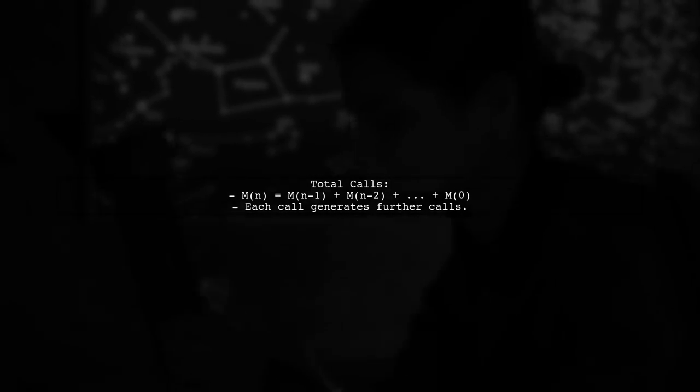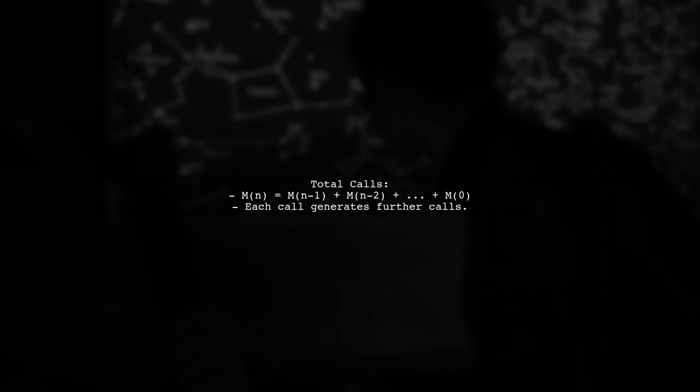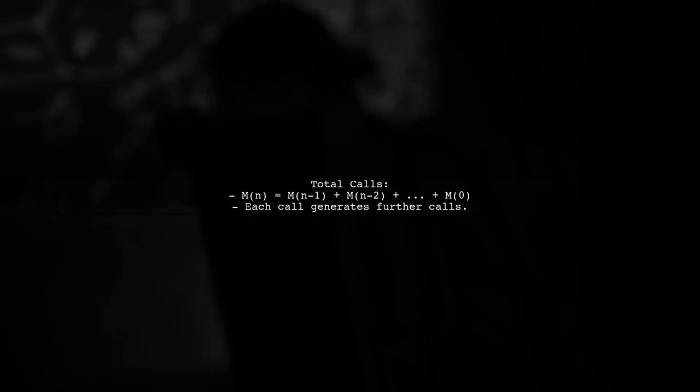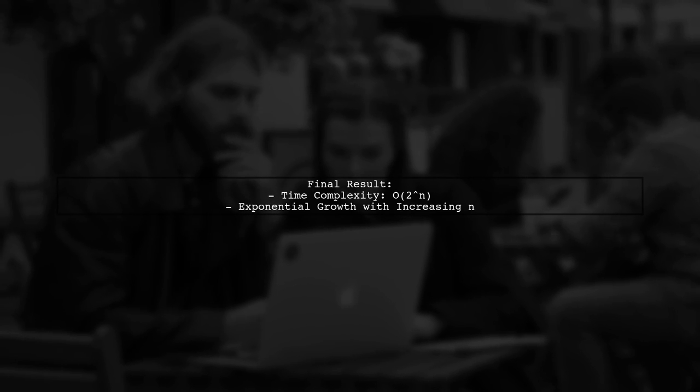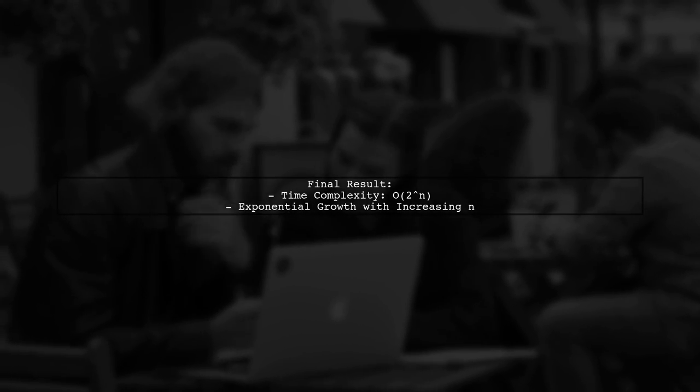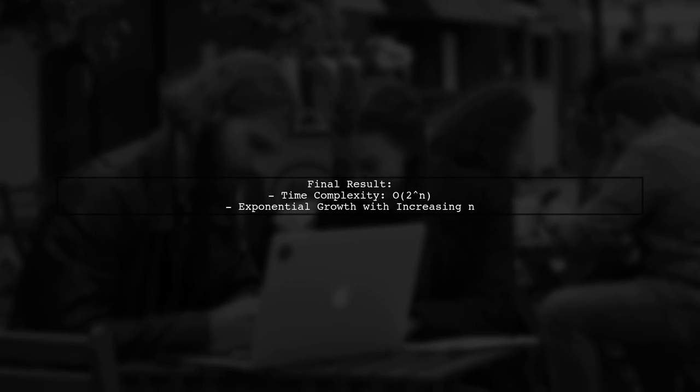Now let's consider the number of calls made. For m(n), we call m(n-1), m(n-2), down to m(0). This results in a total of m(n) calls. The number of nodes in this call tree represents the time complexity. It can be shown that the total number of calls grows exponentially. In conclusion, the time complexity of the function m is exponential, specifically O(2^n). This means that as n increases, the number of calls grows very quickly.